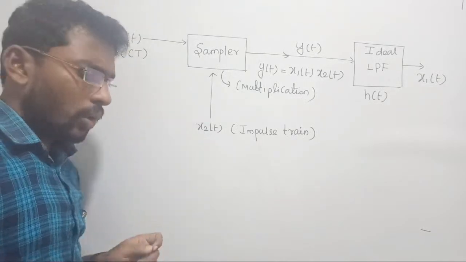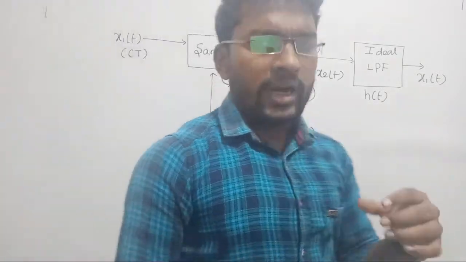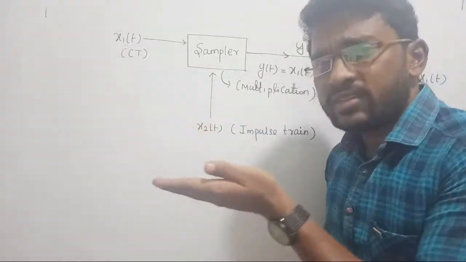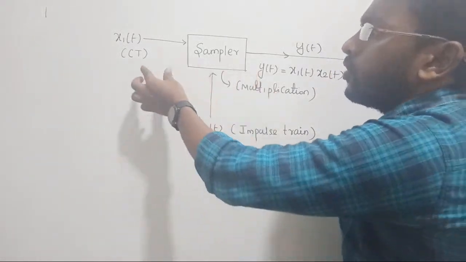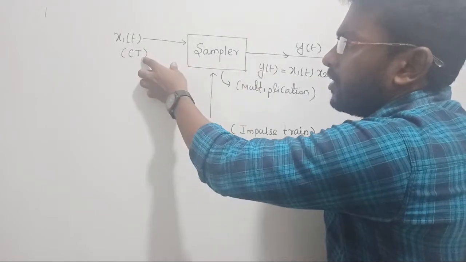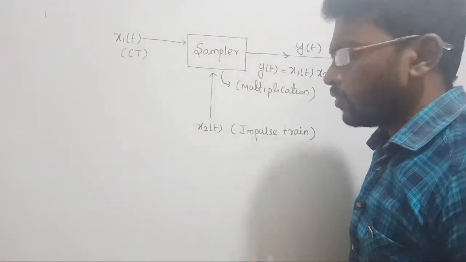Now you all have to think: I have a signal in the continuous domain. What is the purpose of using this impulse signal, the impulse train, and how are we going to transform the signal from the continuous domain to the discrete domain? We have to know that now.